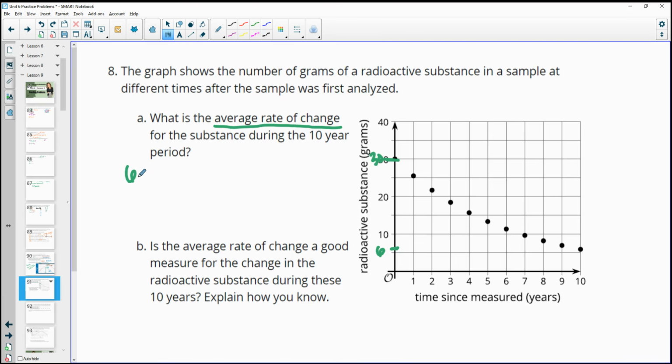So we want to subtract those to look at the actual change in the 10 years. And then we want to divide by the number of intervals we have, which is 10 for the years. So subtract those y values and then divide by 10. So we get negative 24 over 10, which is negative 2.4. And then what are they measuring in years? Grams per year. So grams per year.